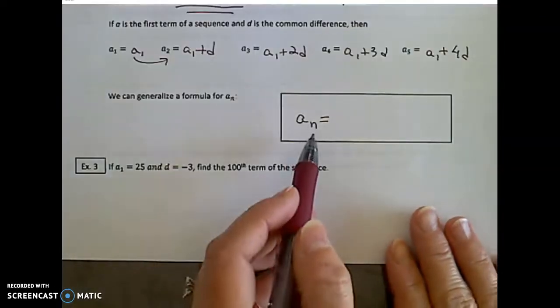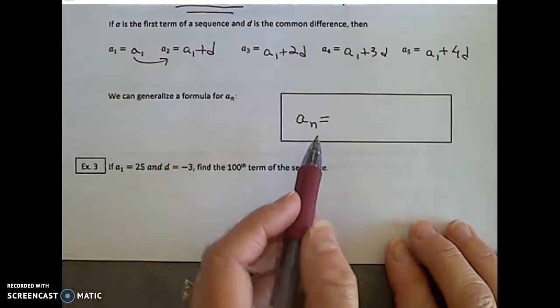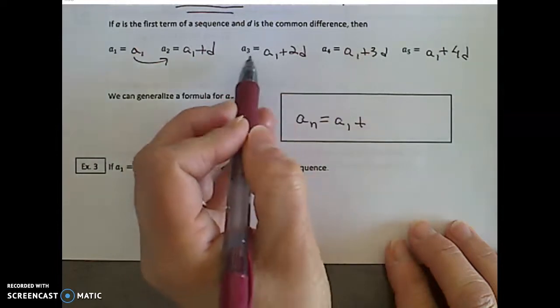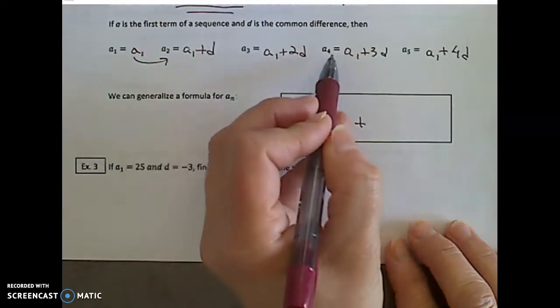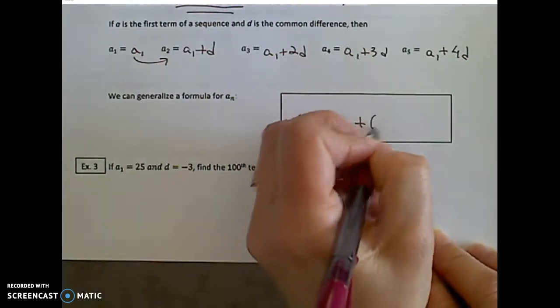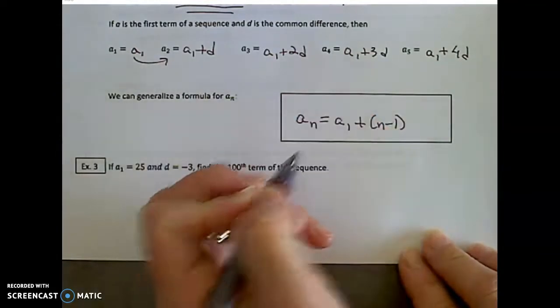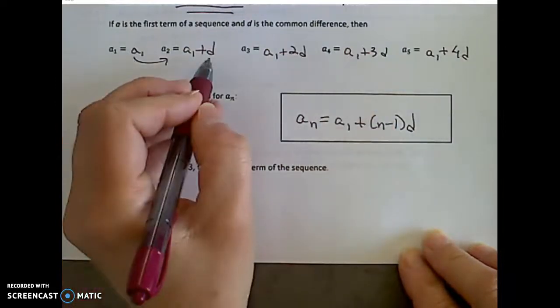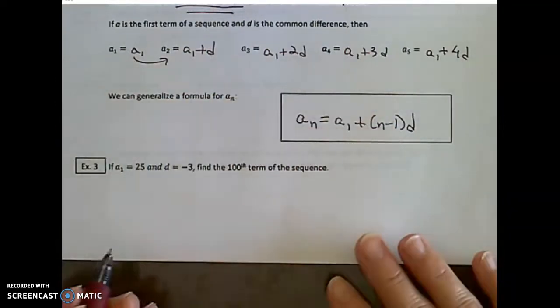And this leads us to a formula for the general term of an arithmetic sequence. Notice we always start with a sub 1, and we always add, for the third term, only 2 differences. For the fourth term, only 3 differences. For the nth term, I'm always going to have 1 less of those common differences. No difference in the first term. There's always 1 less of those differences.